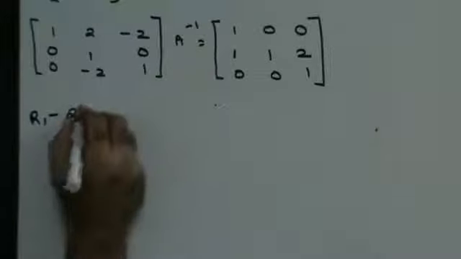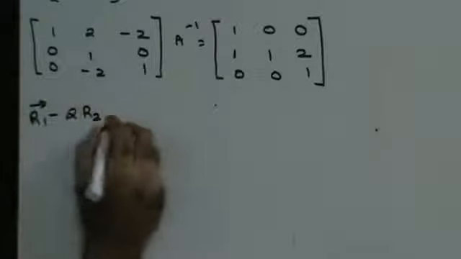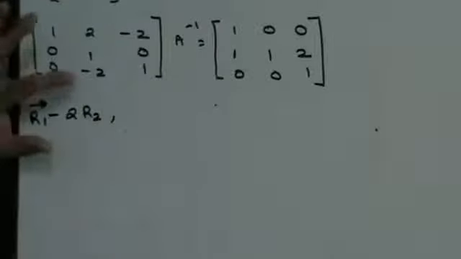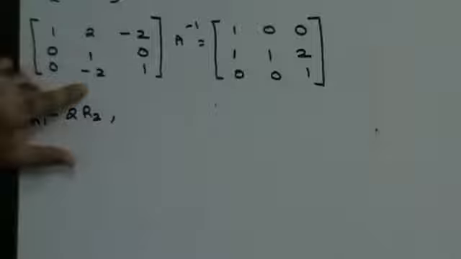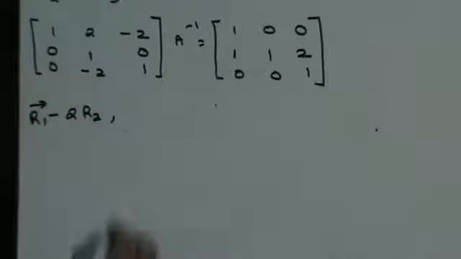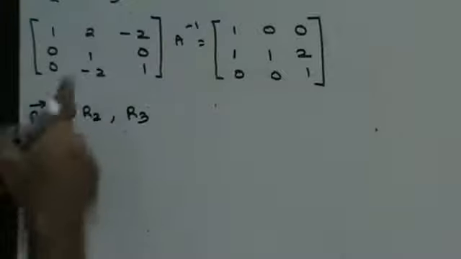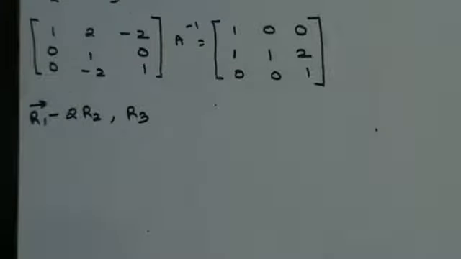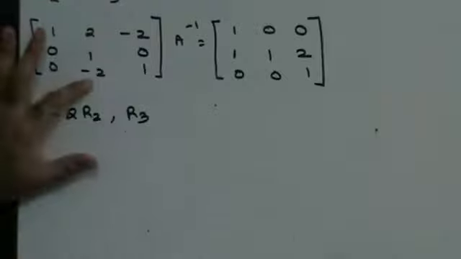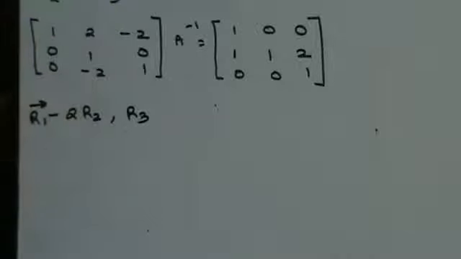For the second column, you have to use R2. Similarly, I want to convert this number into 0. Where is this number in R3? What is this number? Minus 2. What is the complement of minus 2? Plus 2.